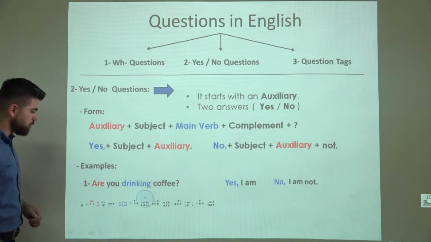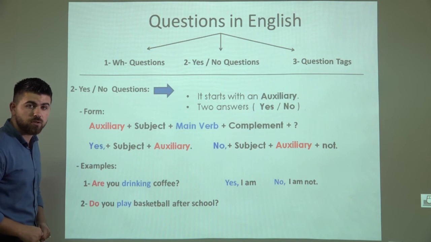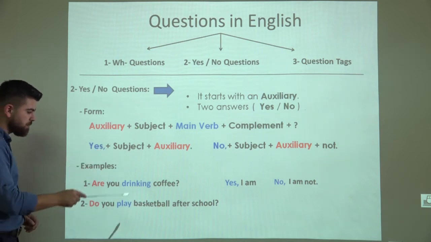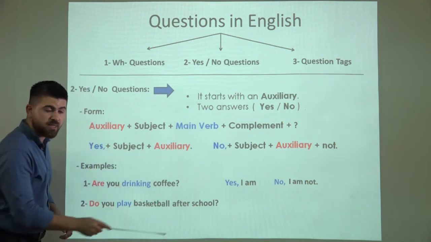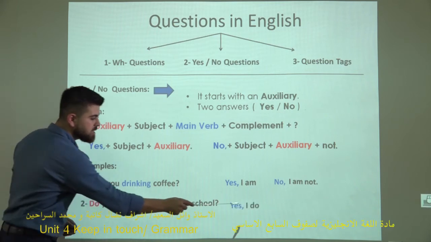So number two, do you play basketball after school? This is a yes/no question. Do is an auxiliary, you is a subject, play is the main verb, basketball after school is a complement, and the question mark. The two answers are yes I do.